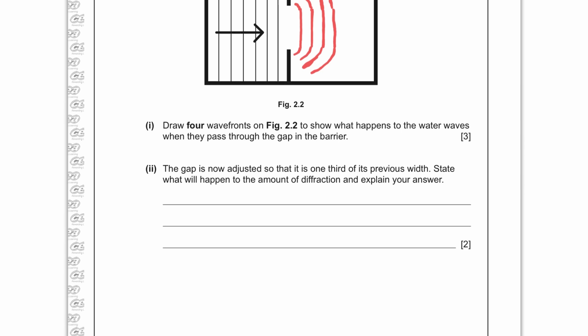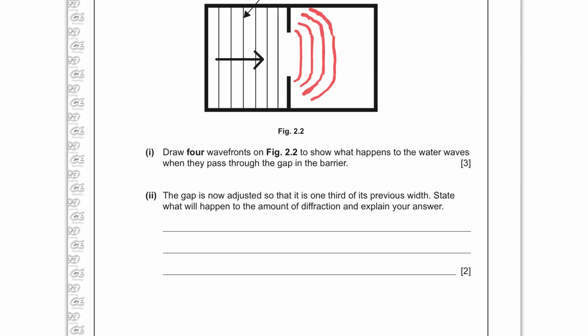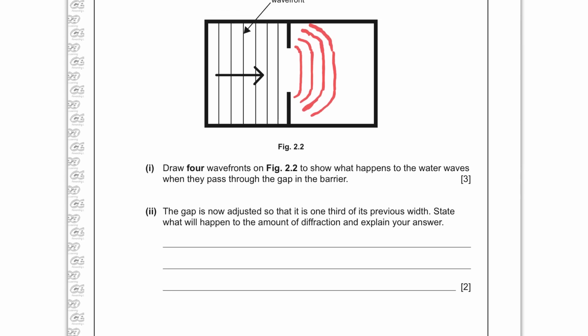So, it says the gap is now adjusted so that it is 1/3 of its previous width. So that's going to be much closer to the wavelength. State what will happen to the amount of diffraction and explain your answer. And those are your 2 facts basically. The amount of diffraction we would expect to increase, and it's because the gap is now closer to the wavelength.